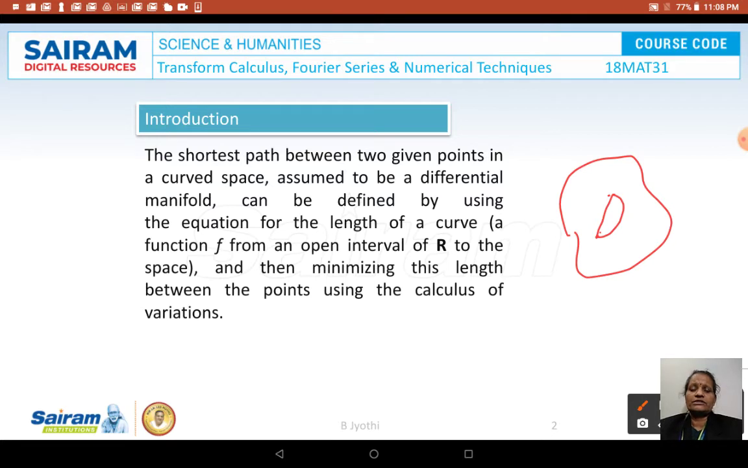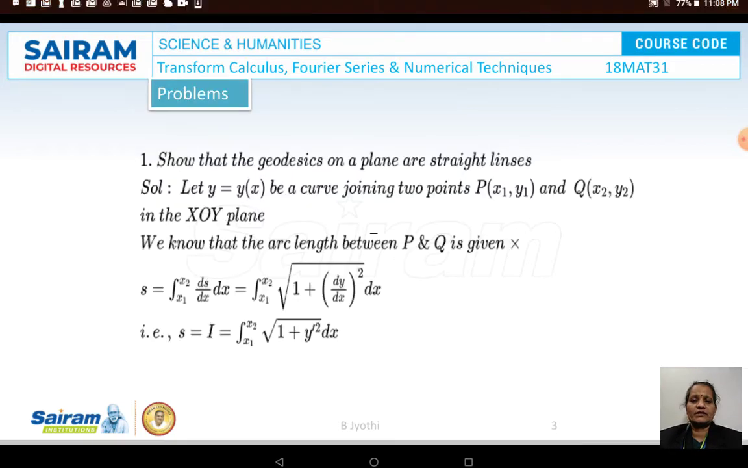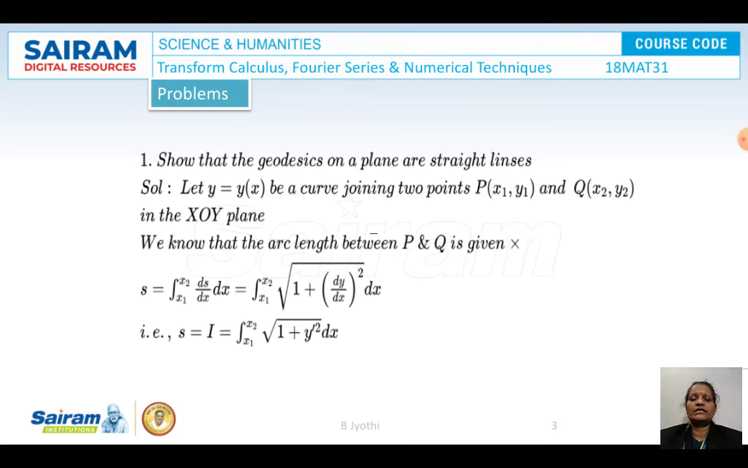So, the shortest path between the two given points in the curved space, assumed to be a differential manifold, can be defined by using the equation for the length of the curve. And then we will minimize this length between the points using the calculus of variations. Let's see the problems now. Show that the geodesics on a plane are straight lines.